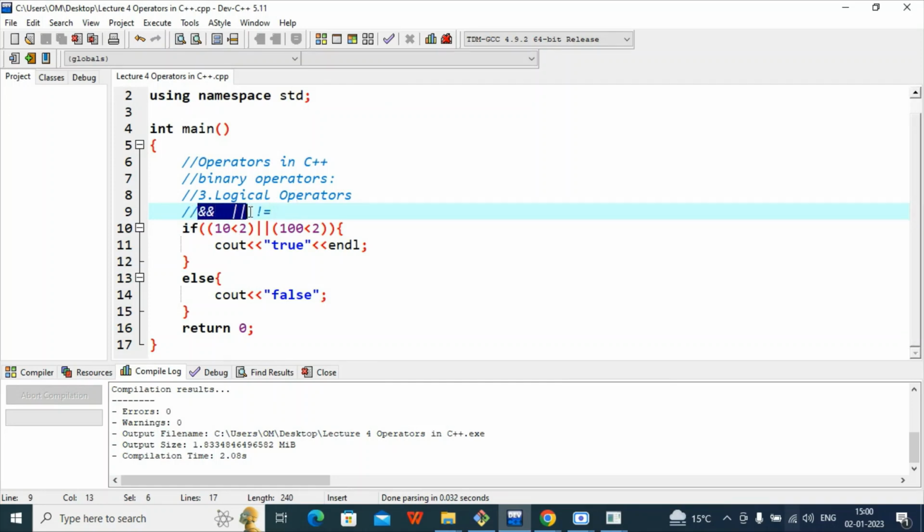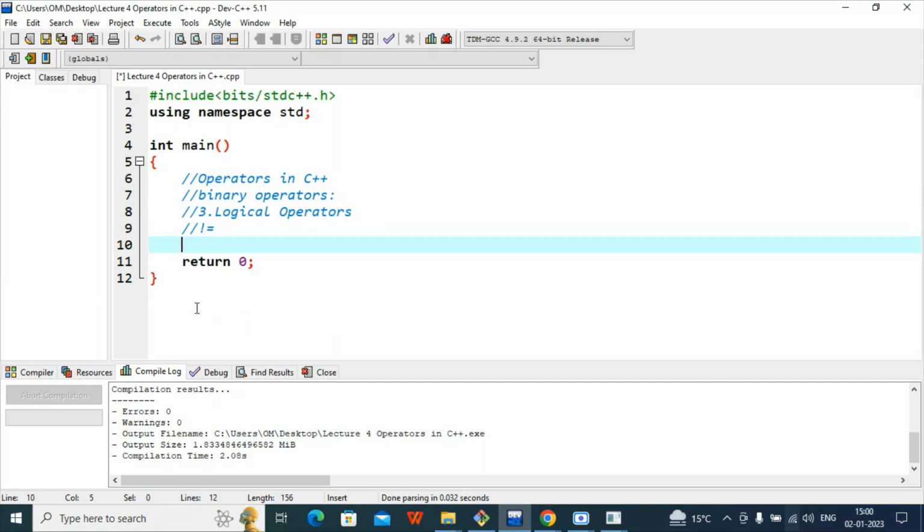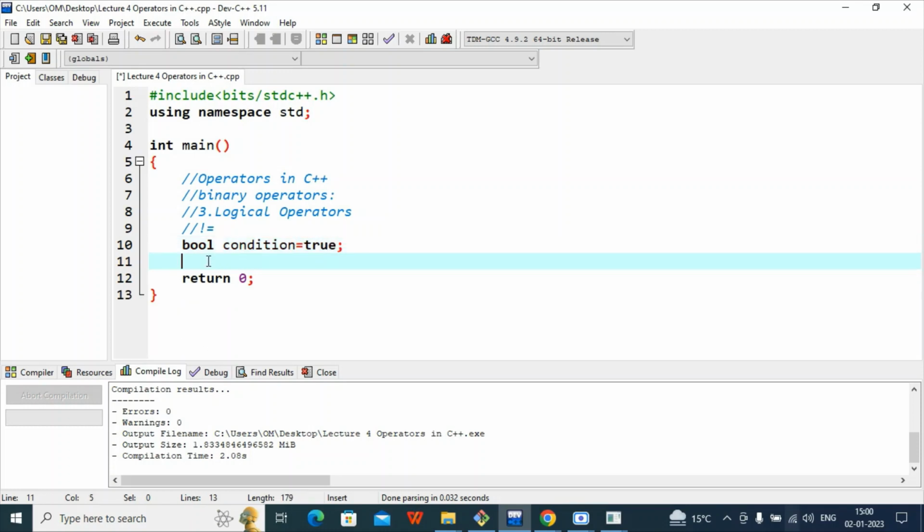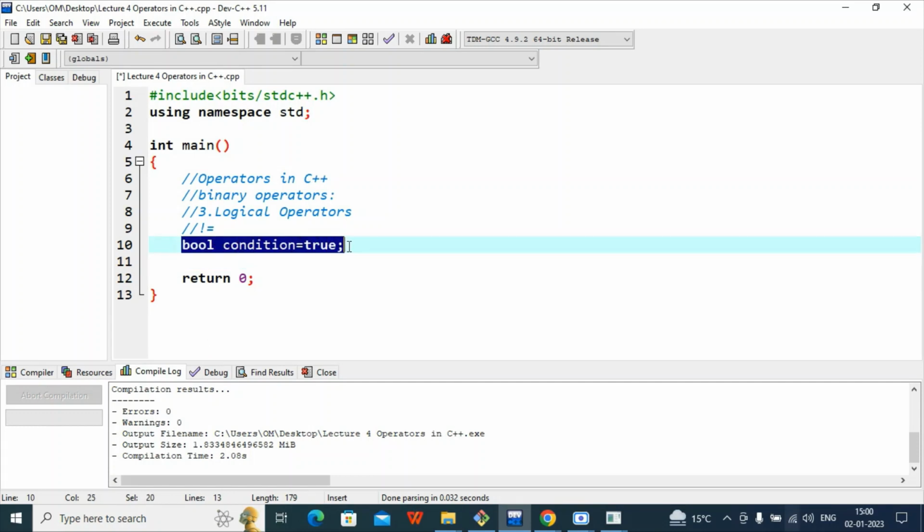There is one new operator which is very interesting. Let me introduce you to this operator and tell you its use case. It is very crucial, right? I have taught you something of the boolean data type. Let us take the same boolean flag. Suppose I'm taking a boolean condition equals true. I hope you are familiar with this expression, right? Don't be clueless about this.